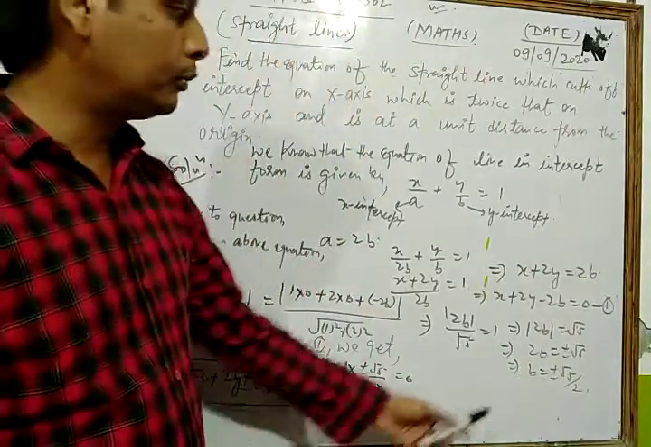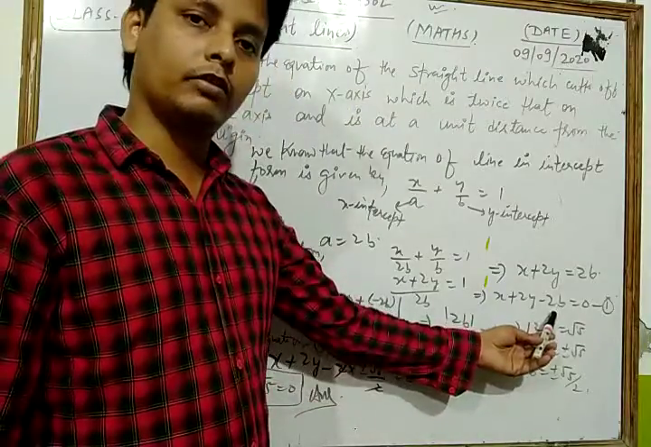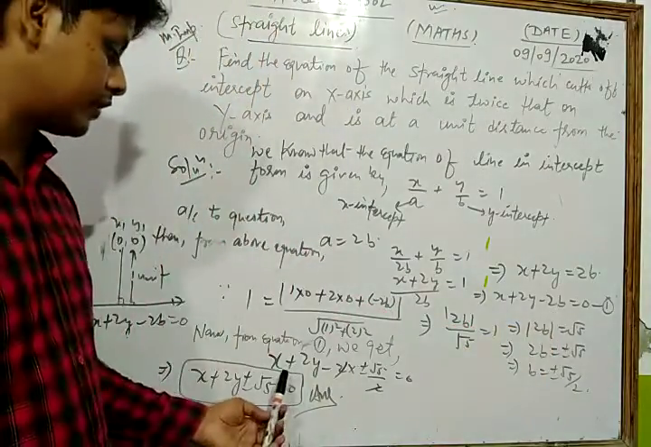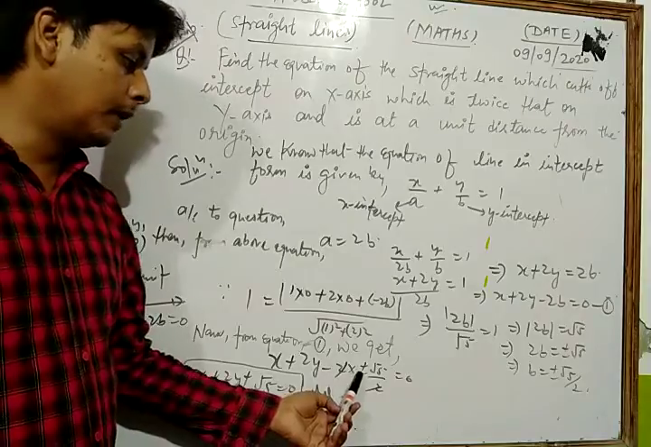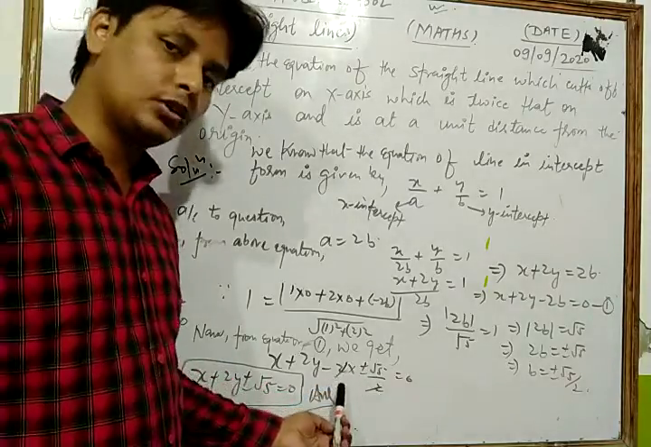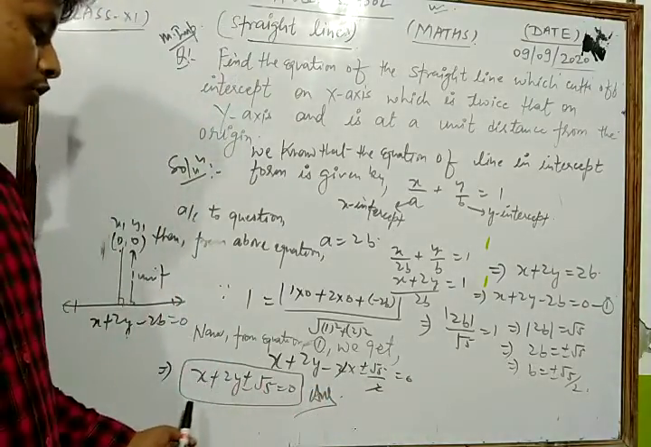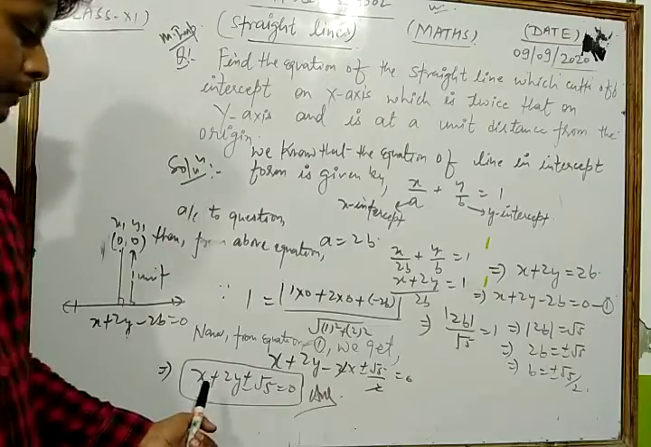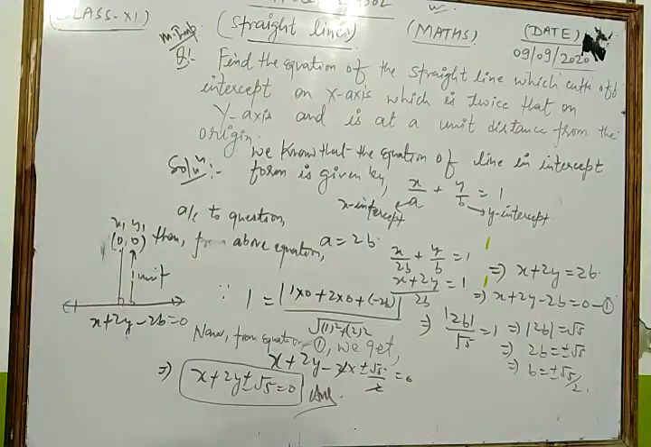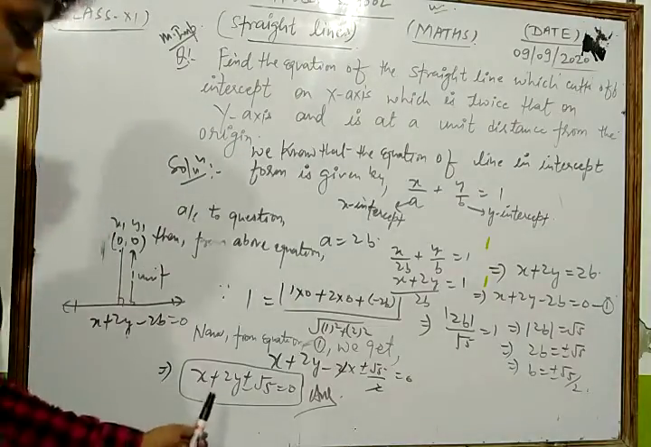After that we put the value of b in equation 1. In this way we get x plus 2y minus 2 into plus minus root 5 upon 2 is equal to 0. The 2s cancel each other. Now we get the result x plus 2y plus minus root 5 is equal to 0.